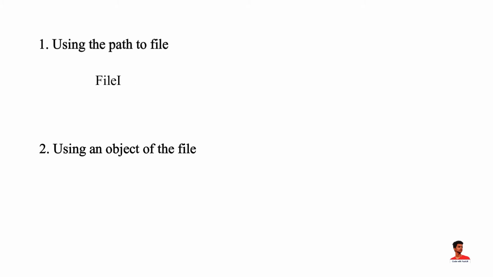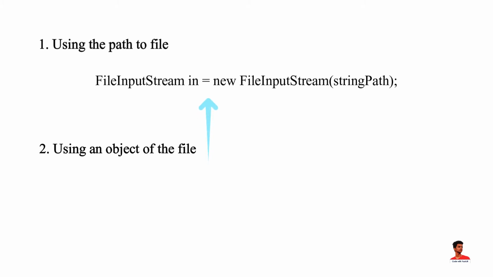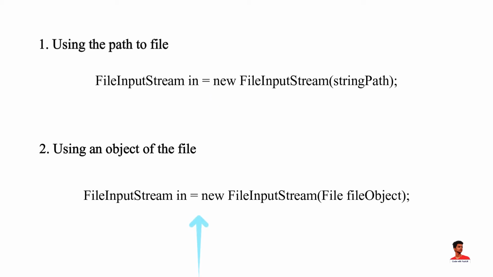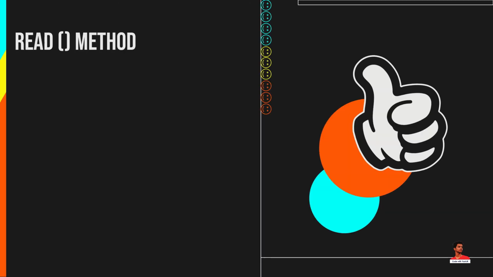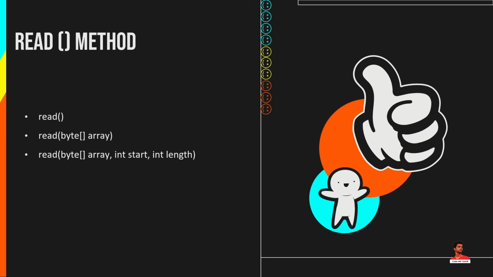object of the file. Here we have created an input stream that will be linked to the file specified by the path. Here we have created an input stream that will be linked to the file specified by file object. The FileInputStream class provides implementations for different methods present in the InputStream class. Reads a single byte from the file, reads the bytes from the file and stores in the specified array, reads the number of bytes equal to length from the file and stores in the specified array starting from the position start.